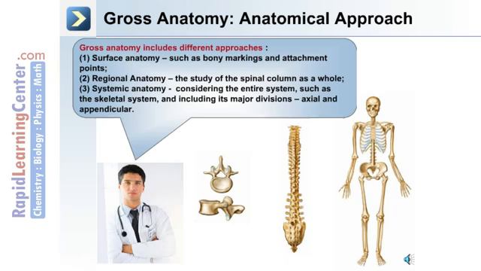Gross anatomy includes different approaches. For example, surface anatomy, such as bony markings and attachment points, as can be seen in the left diagram of the individual vertebra. Next would be regional anatomy, and this is a study, for example, in this case, of the spinal column as a whole, the middle diagram. The third is systemic anatomy. And in the example on this slide, we consider the entire system, such as the skeletal system, including its major divisions of axial and appendicular.